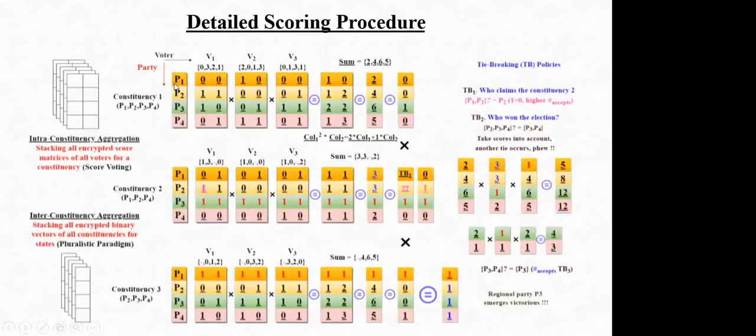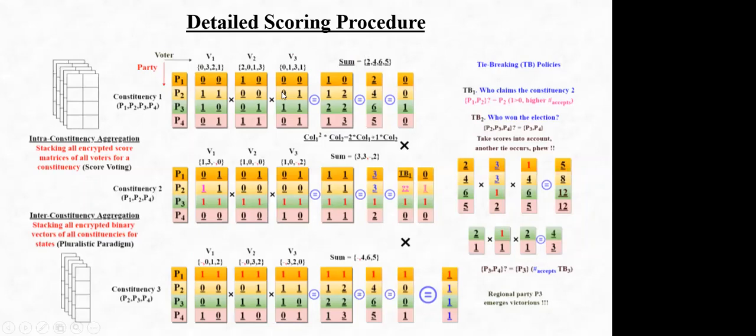Let's say there are 4 parties. For the first constituency, voter 1 is having 0, 3, 2, 1 as scores for parties P1, P2, P3, and P4. These decimal values are stored in binary format. 0 is 0, 0, 3 is 1, 1, and so on. All of these binary scores, 0 or 1, are encrypted, and this results in 2 parts, C1 and C2, of that El-Gamal cipher pair.